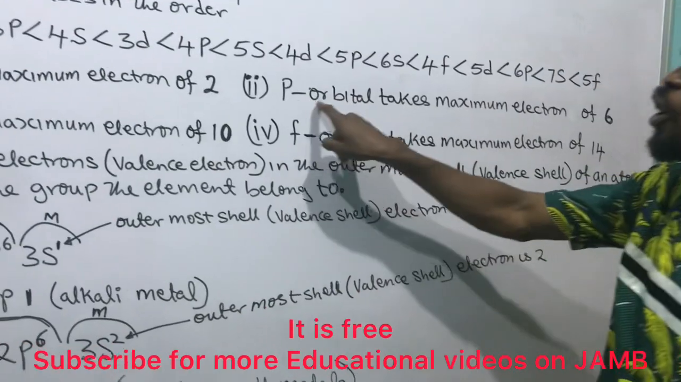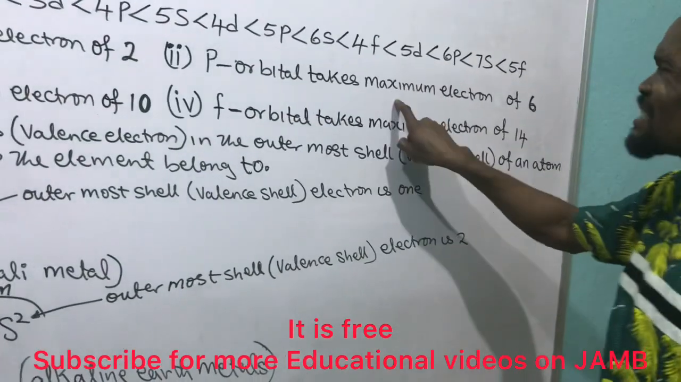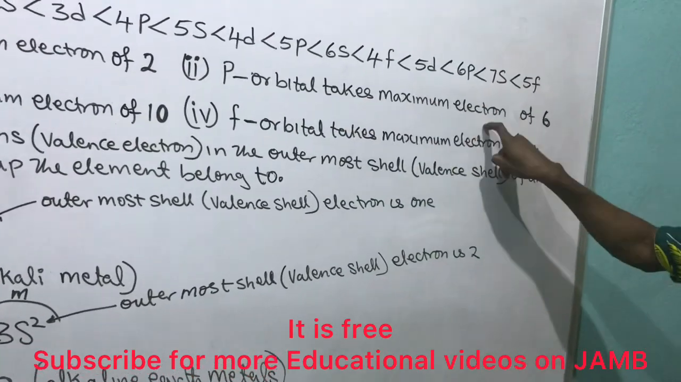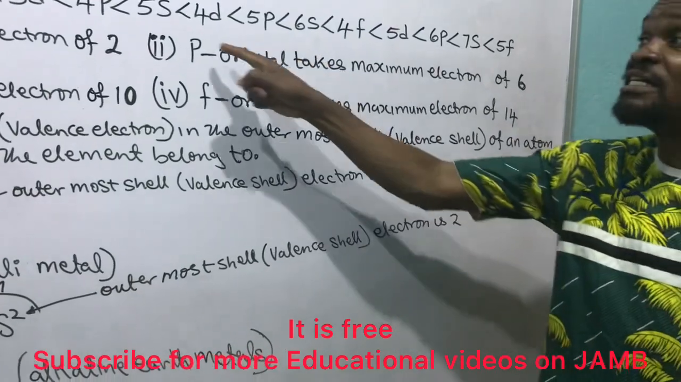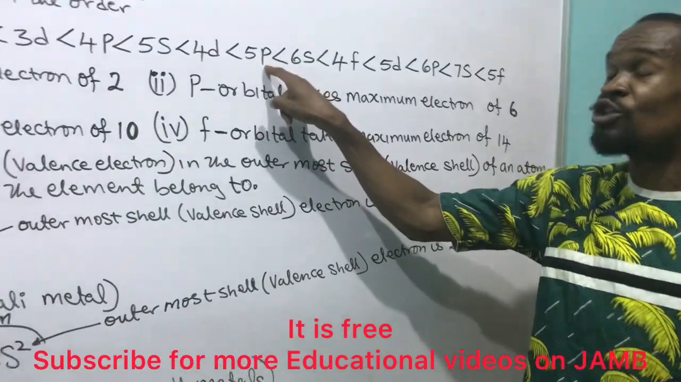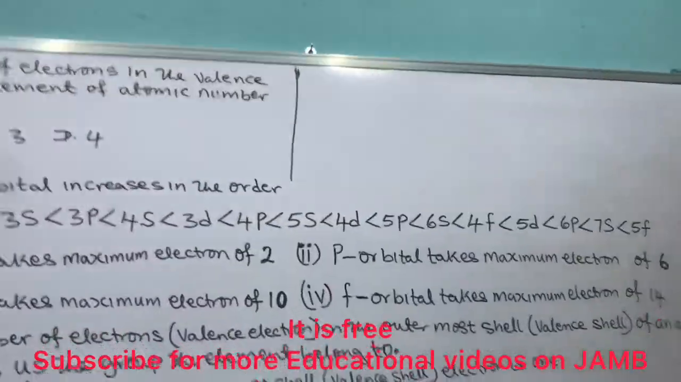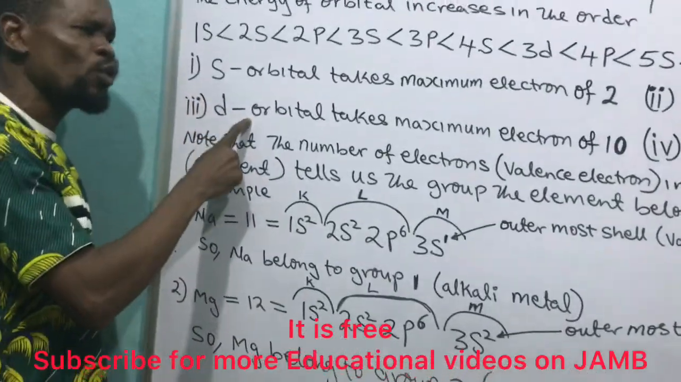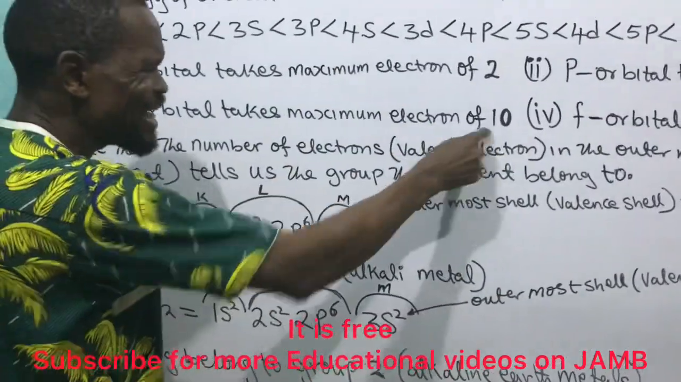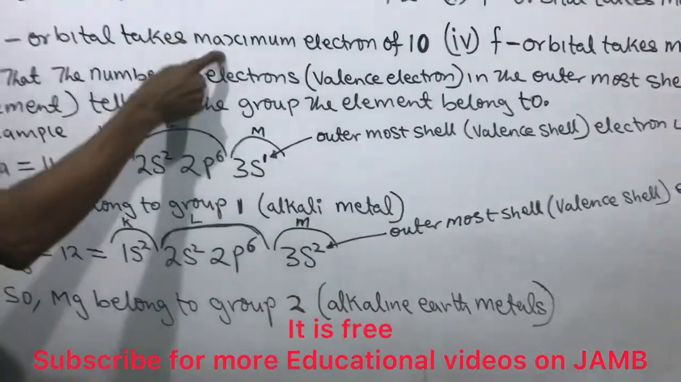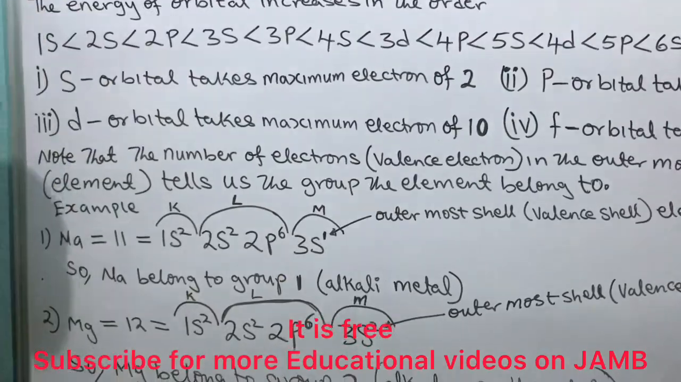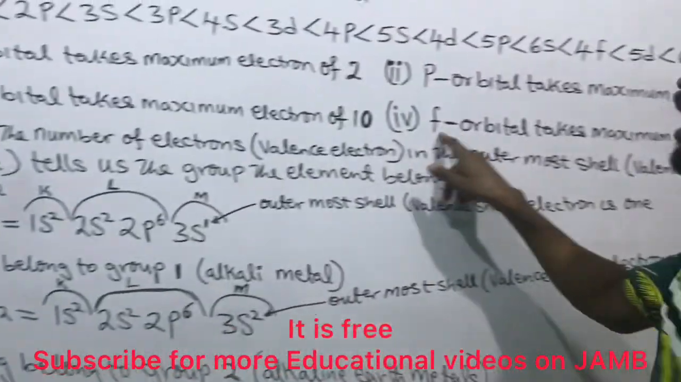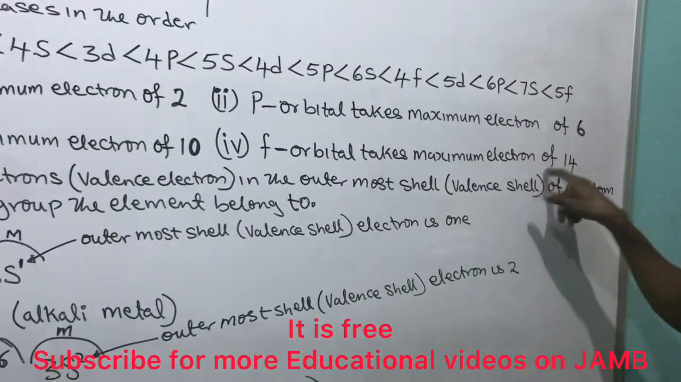Look at here. The p orbital takes a maximum of 6 electrons. That means 6 electrons fill the p orbital. For me to fill this p, it takes 6. You only get 6, and it has been filled up. Let's come over here, the d orbital. The d orbital takes a maximum of 10 electrons. The electrons that fill the d orbital are 10. Then the f orbital. The f orbital takes a maximum of 14 electrons.